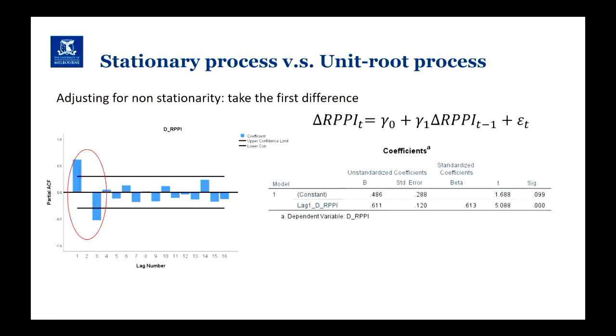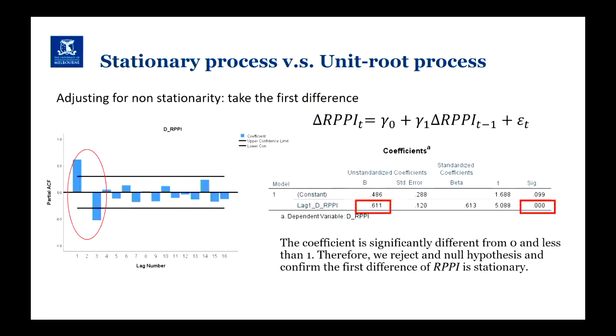And similarly, we can run the ACF function on the changes in RPPI, and the ACF value drops to 0 immediately after 2 periods. We also run the Dickey-Fuller estimation, and we find the correlation coefficient is less than 1 and significant. Therefore, we conclude that the difference of RPPI is stationary.